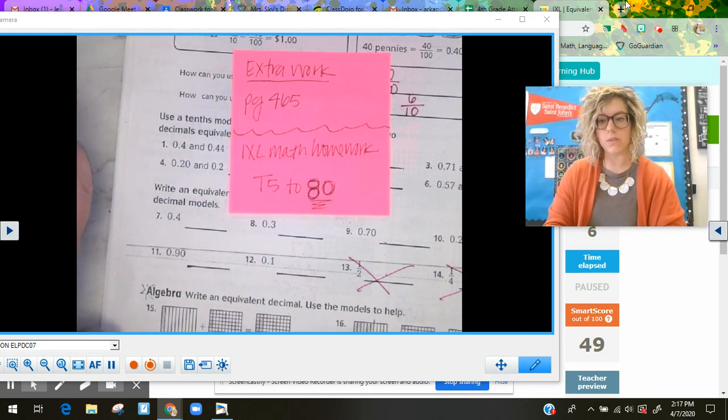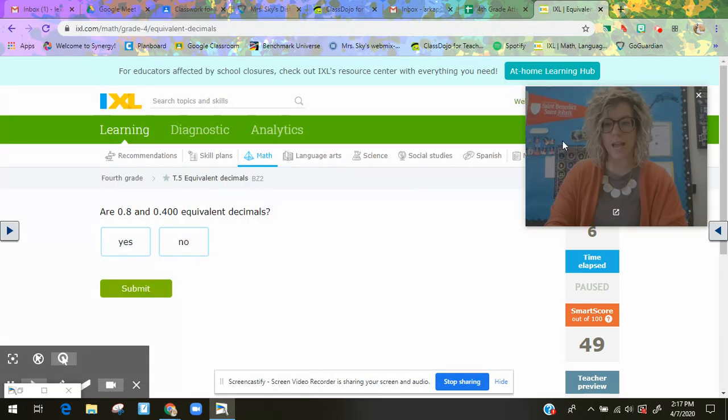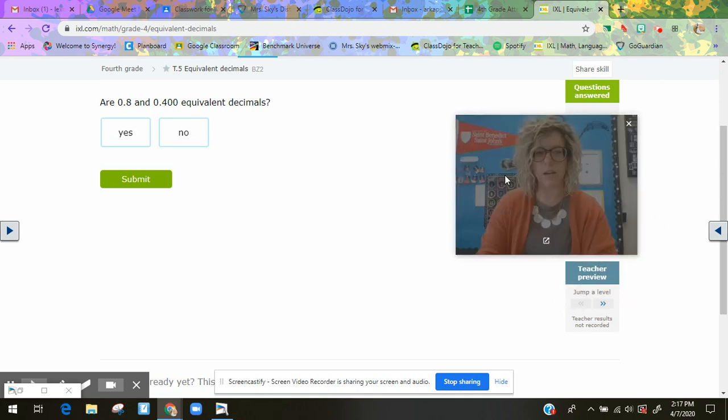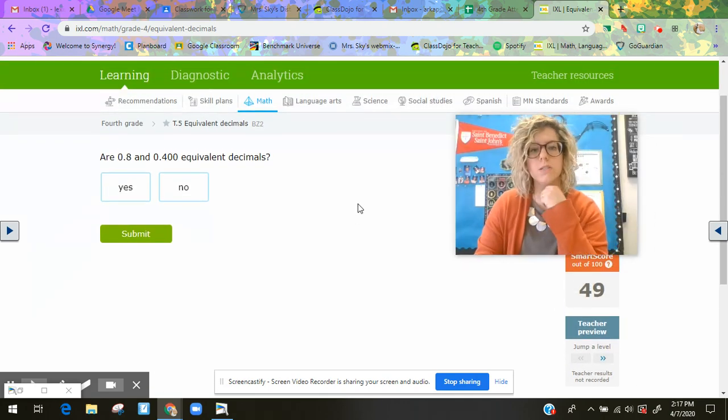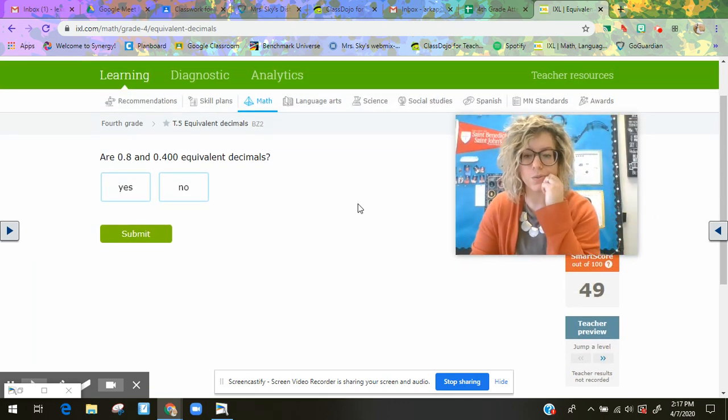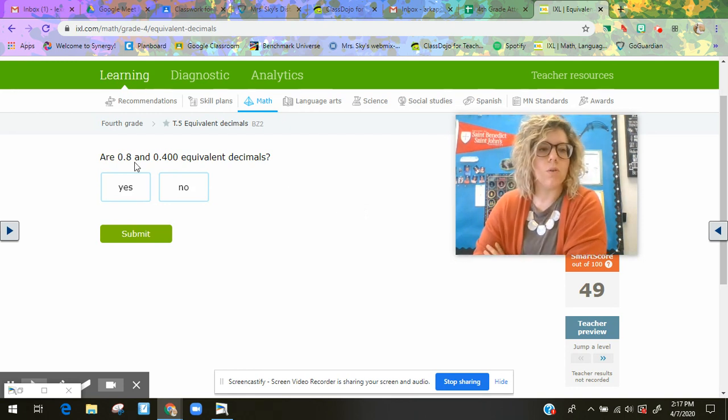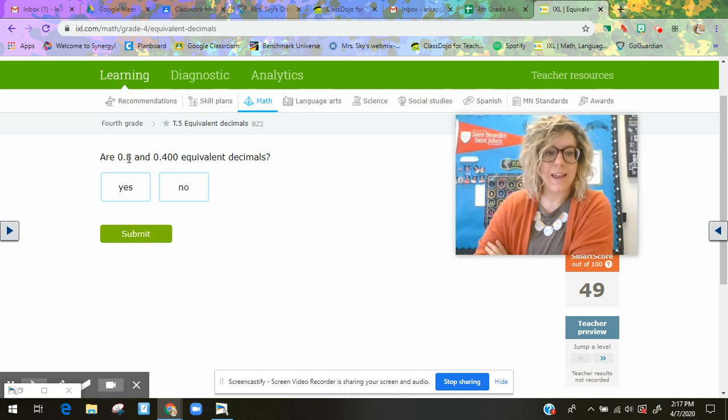So let's go over to T5. Let's look at a couple of them. They're just asking about equivalent fractions. Okay, they're going to show you some equivalent fractions or decimals, and they're going to ask you, are these equivalent? Yes or no? Decimals, not fractions, excuse me. So some of these are like pretty obvious. 8/10 or 400 tenths, hundredths, thousandths. Are those anywhere close to the same? No.